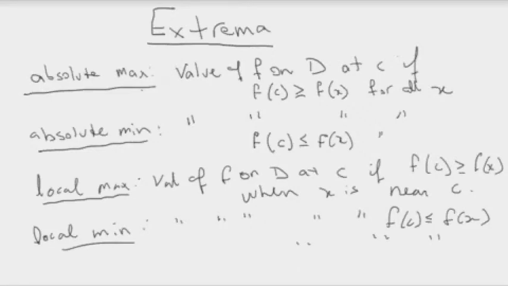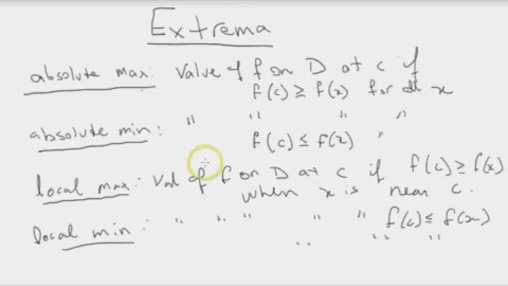So an absolute maximum value of a function is a value of that function on its domain D at some value x = c, such that f(c) is greater than or equal to f(x) for all values of x. So really, what this is saying is it's the greatest value of that function in a given domain. The absolute minimum is the same thing, however, it's such that f(c) is less than or equal to f(x) for all x's in the domain D. So really an absolute minimum is just the lowest value of f on a certain function for all the values in its domain.